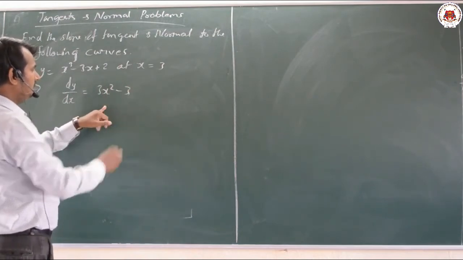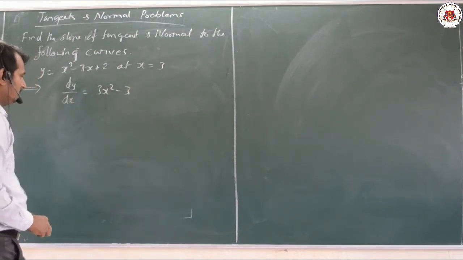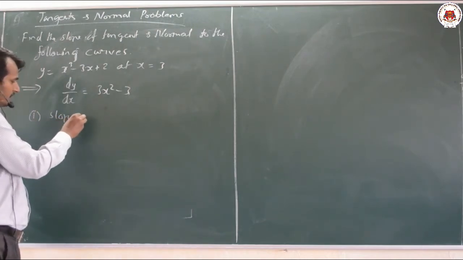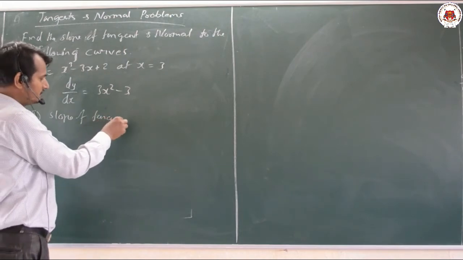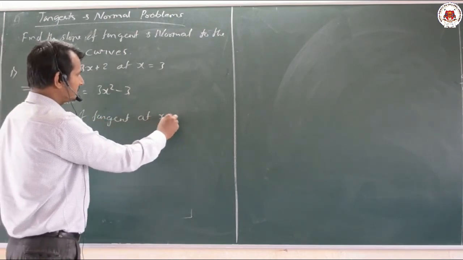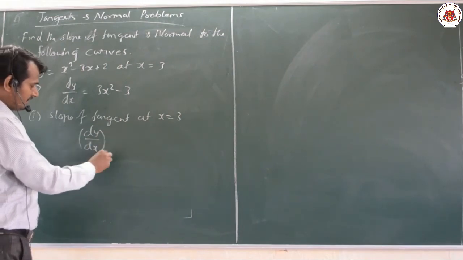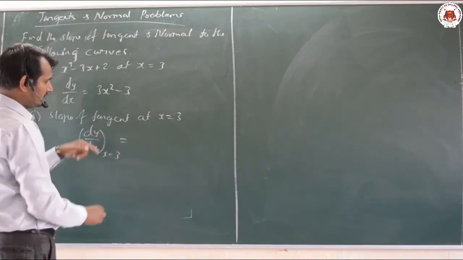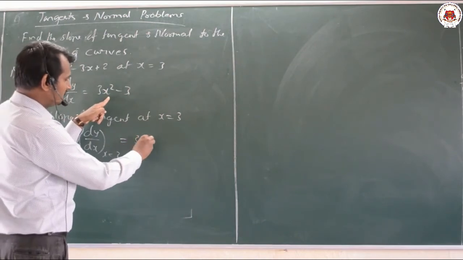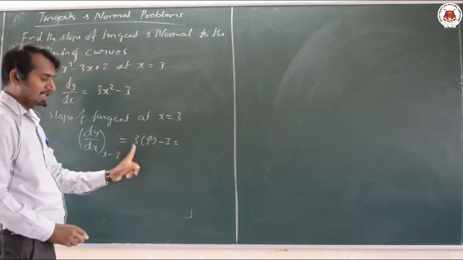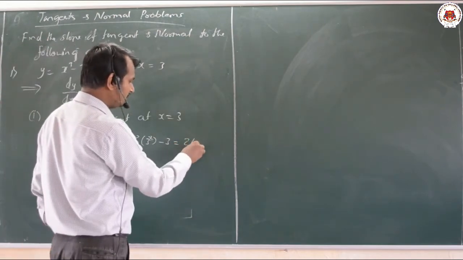Okay, what it is, dy by dx. Now the slope of the tangent at x equal to 3, that is dy by dx at x equal to 3, is given by substituting 3 here, that is nothing but 3 into 3 square minus 3. The value will be 9, 3 nines are 27, 27 minus 3, the value will be 24.